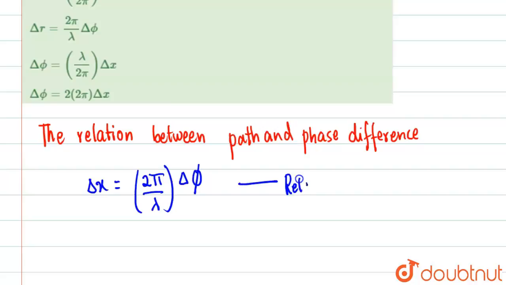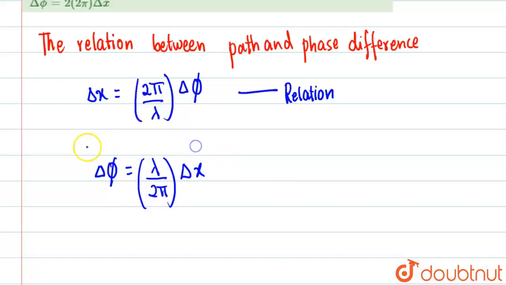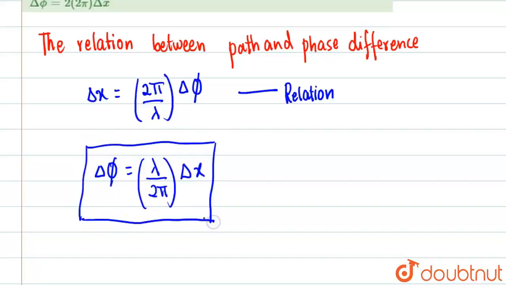So if we deduce this relation, what we'll have is delta phi equal to 2 pi divided by lambda into delta x, where delta x is the path difference and delta phi is the phase difference. So this is basically the relation between delta phi and delta x. For interfering waves and constructive interference, we also have some formulas, but we don't need to know them now. So this is basically our answer and the relation.